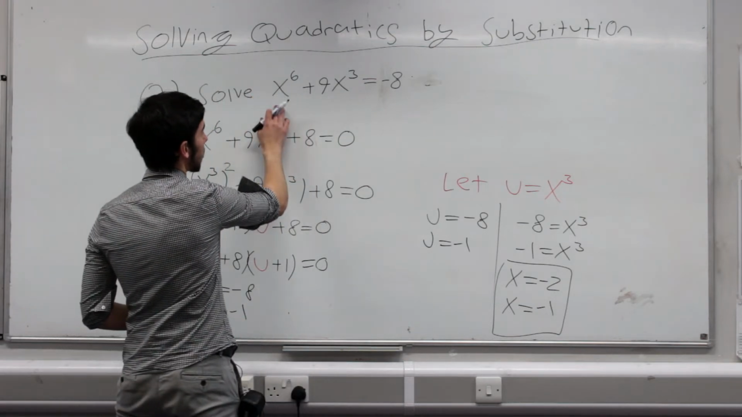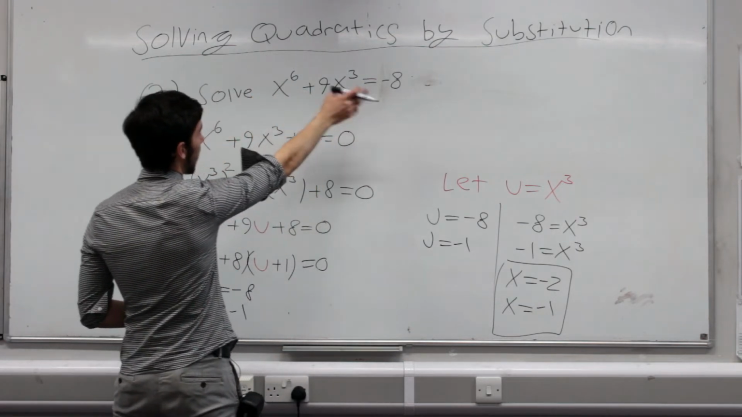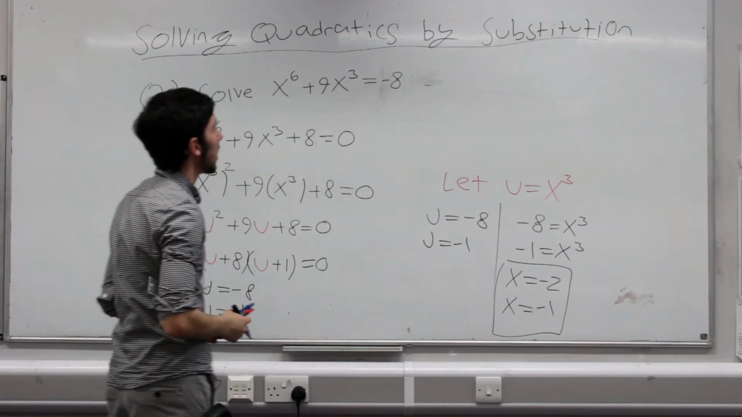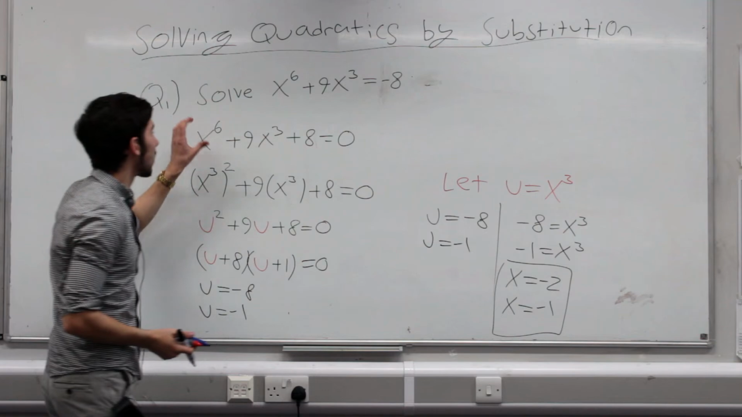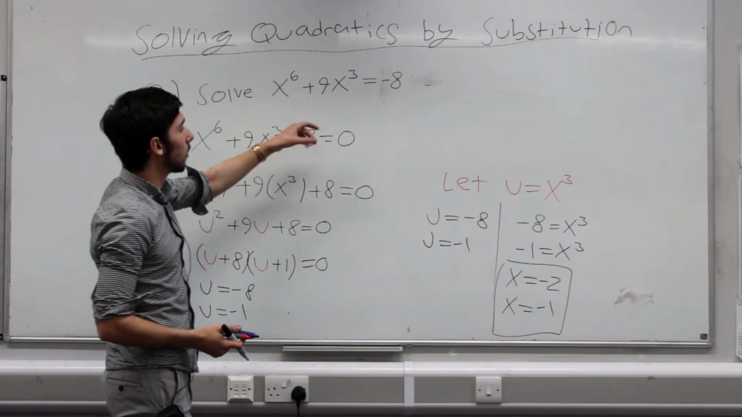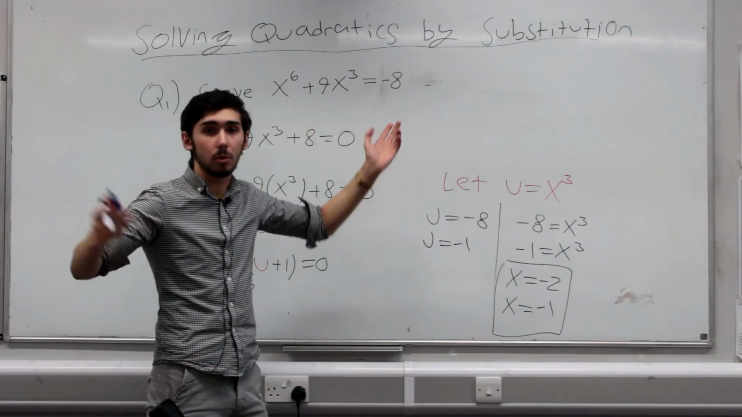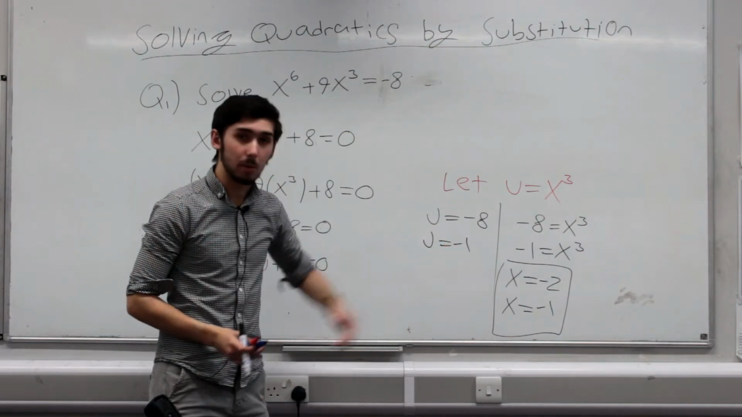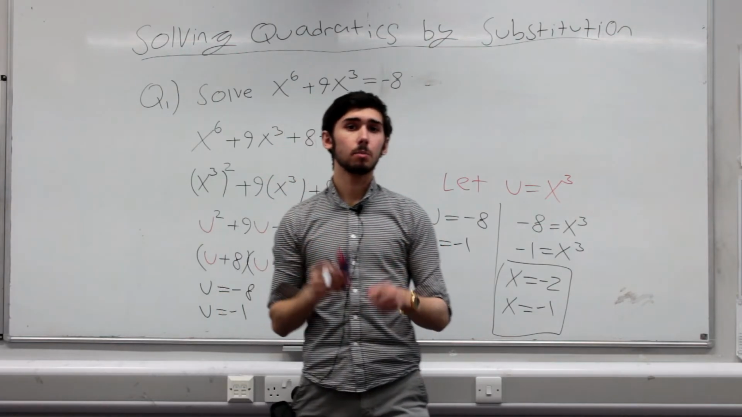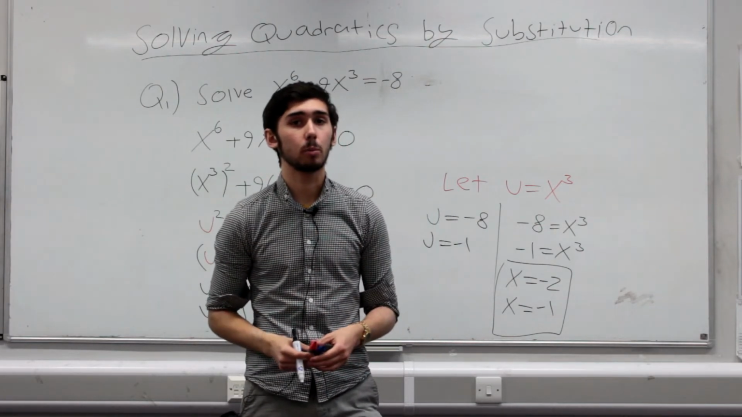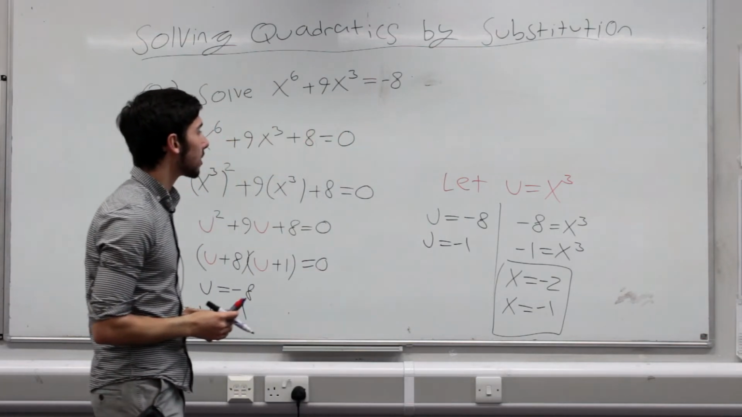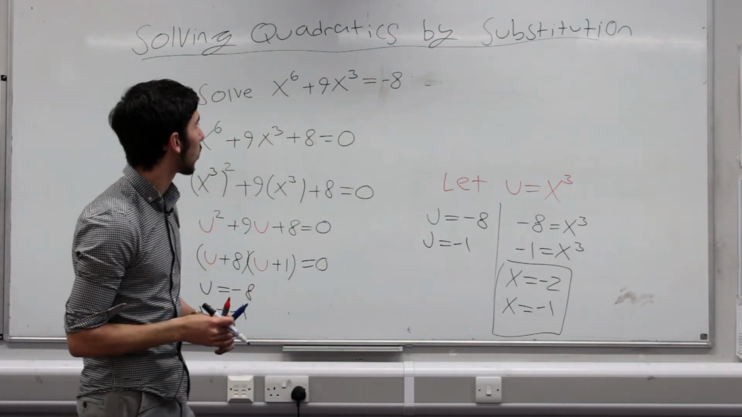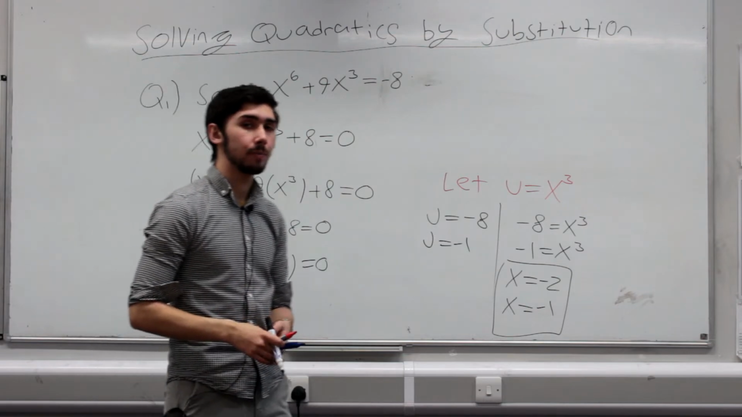If you put a minus 2 or a minus 1 in this problem, it will indeed equal minus 8. Or in other words, if you put a minus 2 or a minus 1 in this problem, it will indeed equal 0. Same thing, same problem. The answers are minus 2 and minus 1. I'm going to do a second part of this video where we do another example, just so it's fully embedded in our minds. But this is the principle behind solving a quadratic by a substitution.